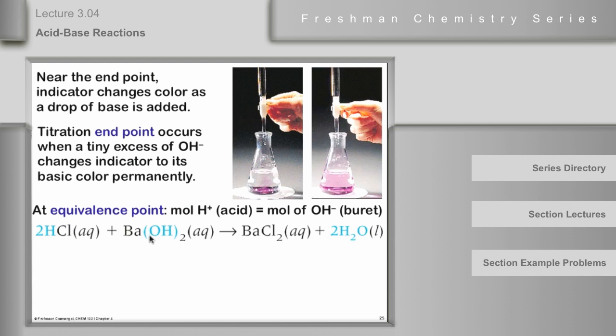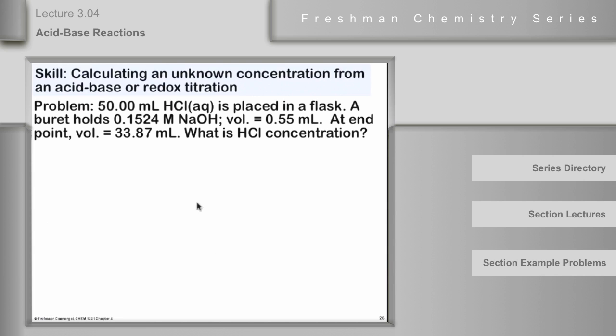Here's our HCl and barium hydroxide solution again. That could be done by having an unknown hydrochloric acid solution in the flask and adding barium hydroxide slowly from the burette. Well, let's look at a particular problem. This problem hinges on us knowing how to calculate an unknown concentration from an acid-base reaction. Later we'll talk about redox titrations as well.